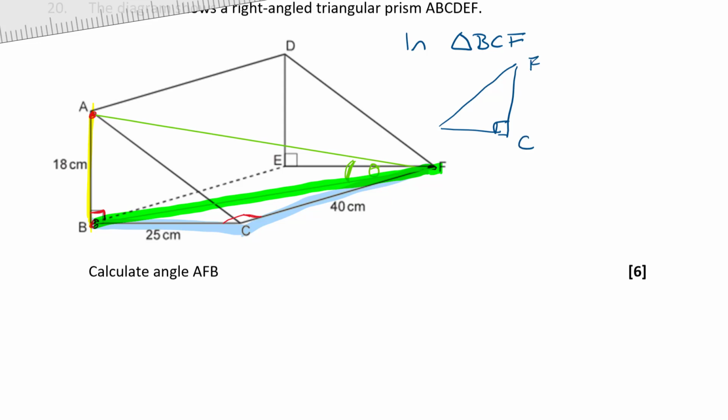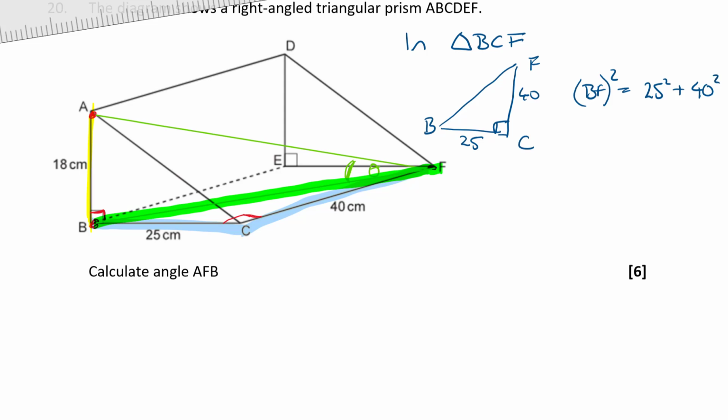That's F. That's B. That was 25. And that is 40. So I want to find BF. Okay, so BF is what I want to find. Now that squared is equal to the sum of the squares of the other two sides, isn't it, using Pythagoras' Theorem. So that's going to be 25 squared plus, because it's the longest side, plus 40 squared.